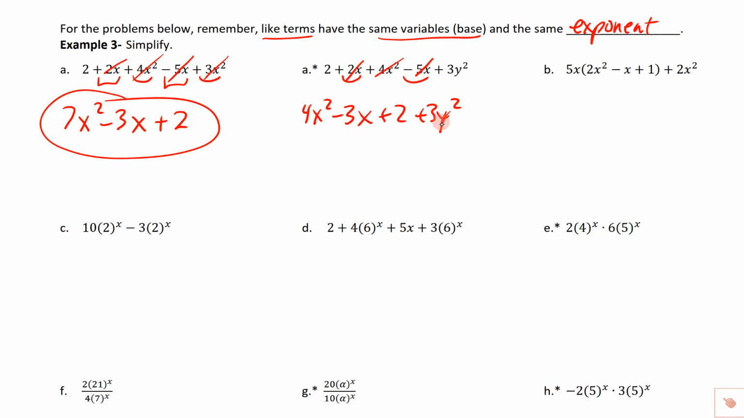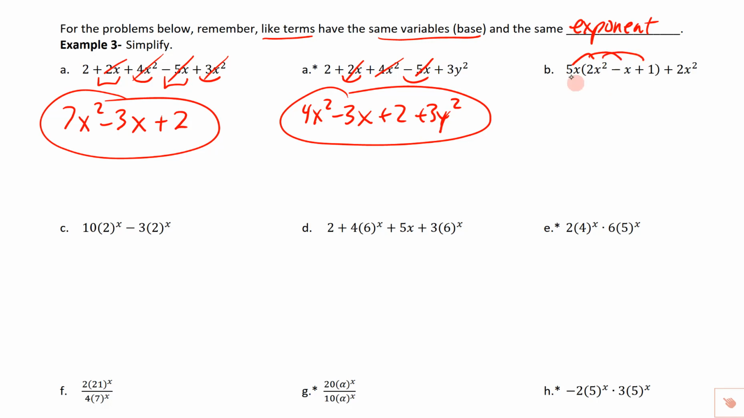If you wanted to write the y squared right up here with the x squared, as long as we move those terms around and keep the signs in front of each one of them, that would be just fine. I'm going to go ahead and leave it like that. And then we get to this one right here. This is a distributing problem, so I'm going to go ahead and distribute through here.